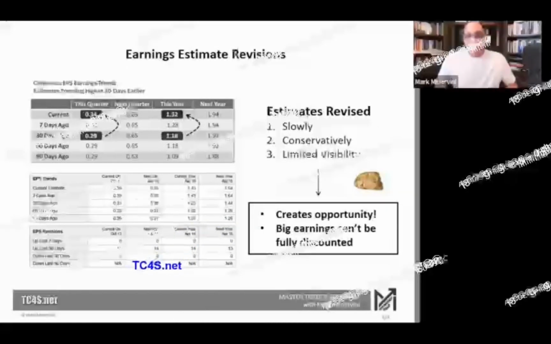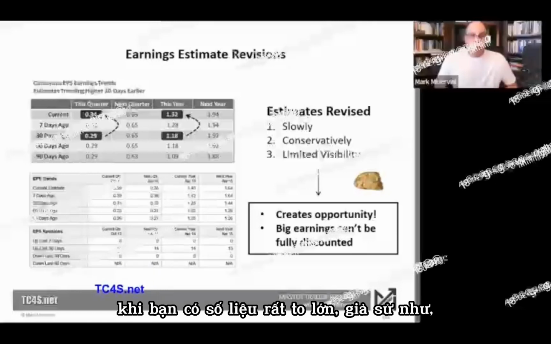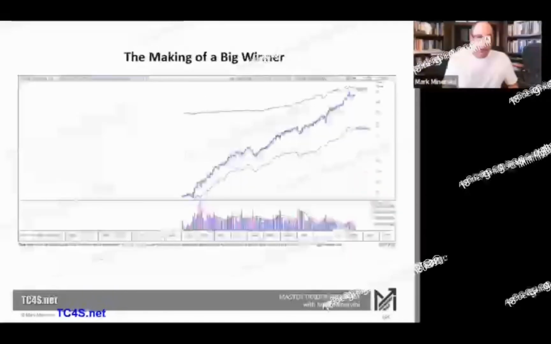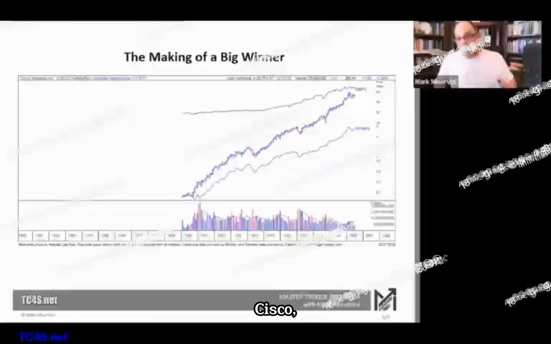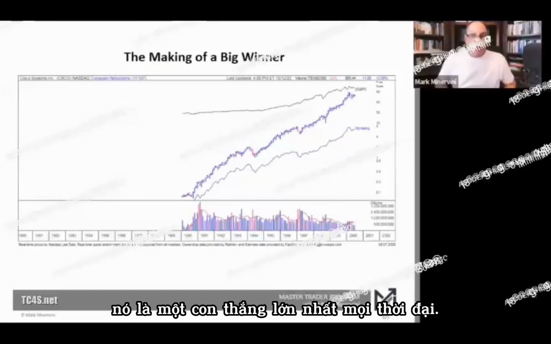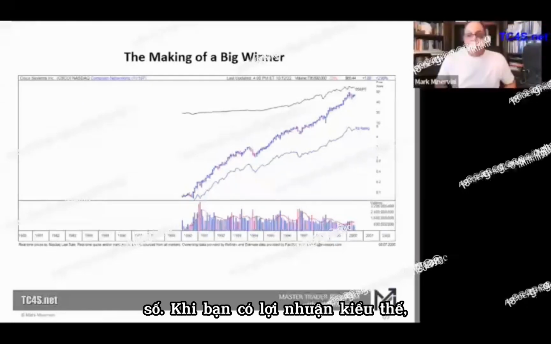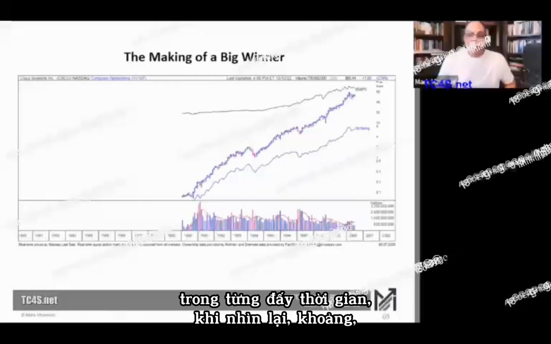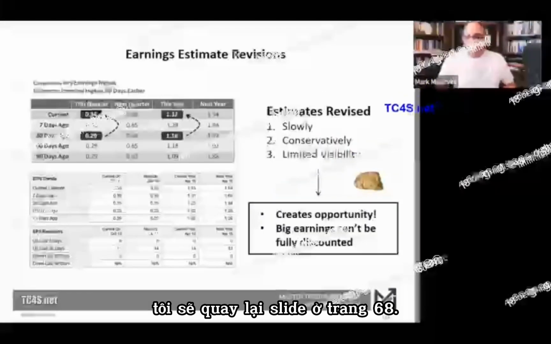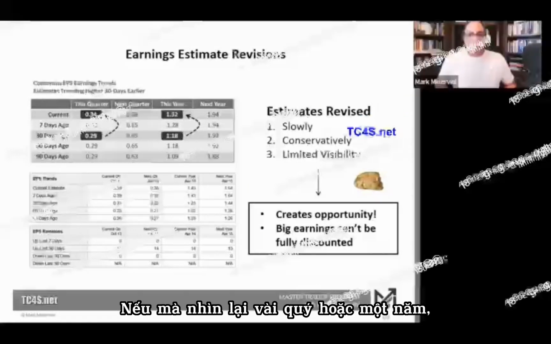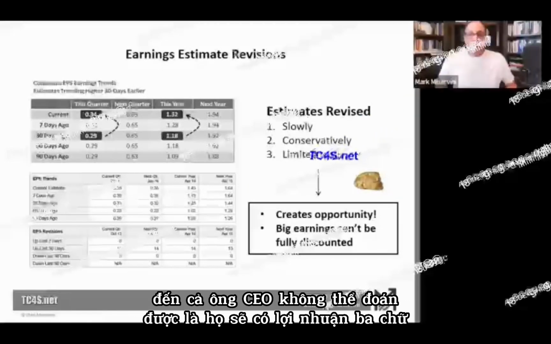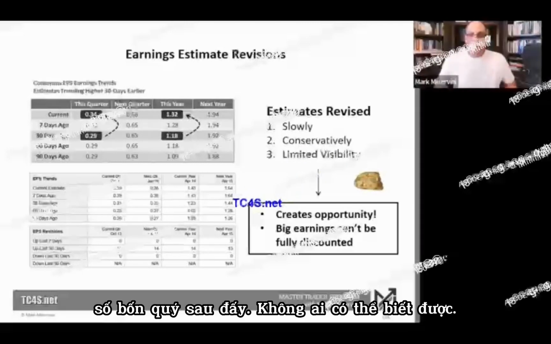So what happens is when you get very large numbers, for instance, Cisco Systems. Cisco Systems had a huge run. It's one of the biggest winning stocks of all times. They had 16 quarters of triple-digit earnings. Now, when you have those type of earnings for that length of time, even looking out just a few quarters or 1 year, I'm going to go back to the previous slide on page 68, the CEO himself cannot tell you that they're going to have triple digit earnings 4 quarters from now.